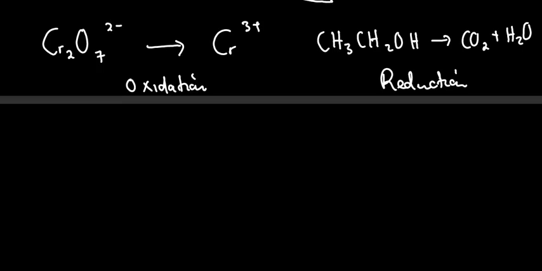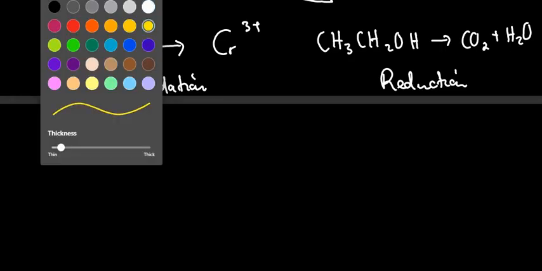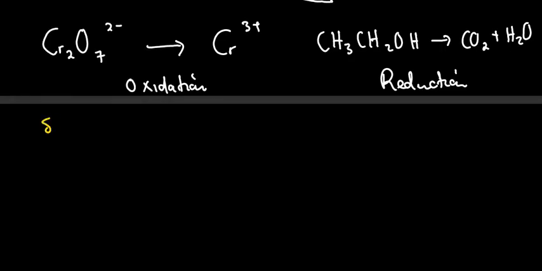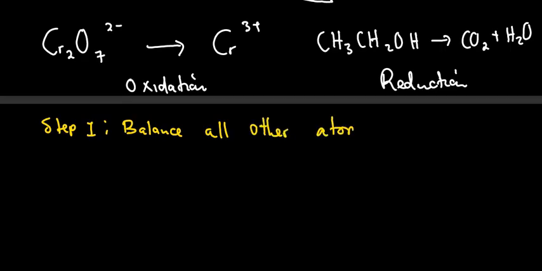So step number 1, we're going to balance oxygen and hydrogen later on. So step 1, we say balance all other atoms except oxygen and hydrogen. That's what we're going to do in both cases.